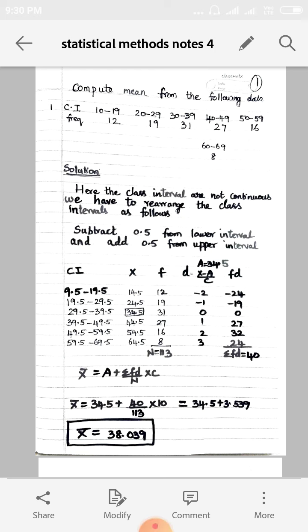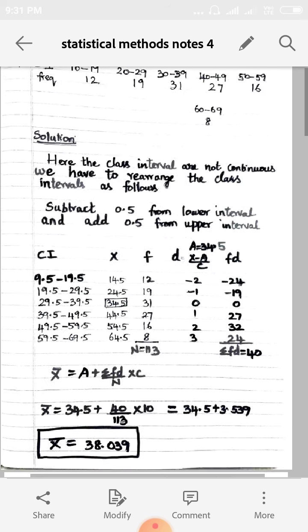Today, we are going to see the same mean, median, and mode problem. But the only difference is, in these problems, the given class intervals are not continuous. Continuous means the intervals are not equal. So first we have to rearrange the given class intervals into equal class intervals. Then we have to solve the problem by using the same methods.